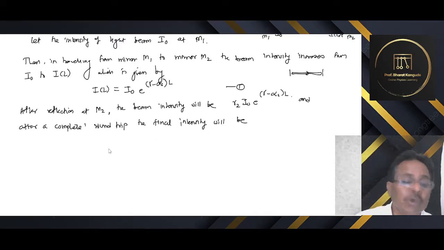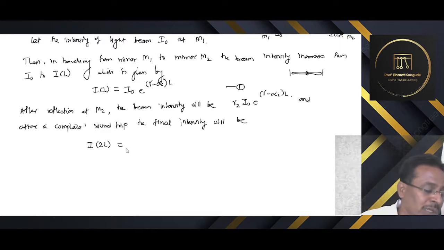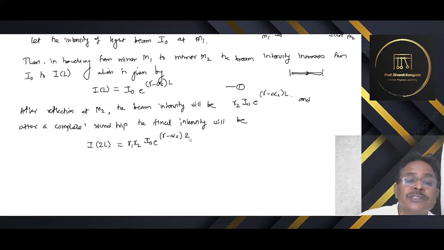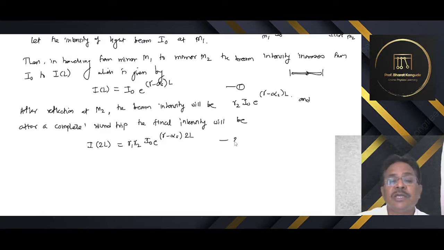This will be equal to, in this case, the total distance traveled by the beam is twice L in a round trip, so it is I2L, and this time it is given by R1 times R2. R1 is the 100% reflectivity, R2 is some less than that, the reflectivities of mirror 1 and mirror 2. That is the product of these two, into I0 multiplied by e raised to gamma minus alpha S multiplied by, this time, a distance of twice L. This is my equation 2.